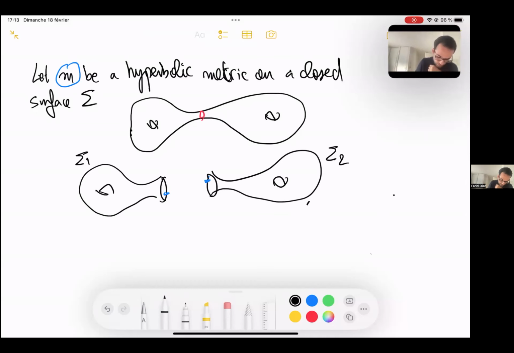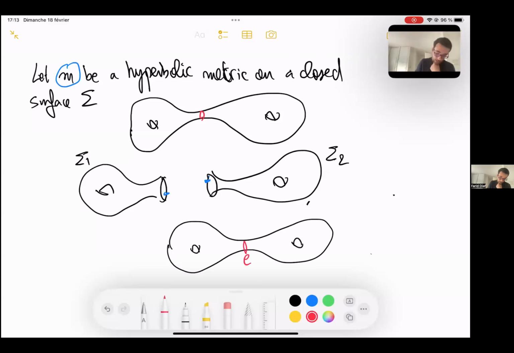So what you will get in the end is of course the same topological surface with this closed curve L. In fact, the metric will change only in the neighborhood of this L. Outside the neighborhood of L, the metric is the same. And if you cross this neighborhood, the hyperbolic metric changes. This is a particular case of an earthquake along a geodesic.